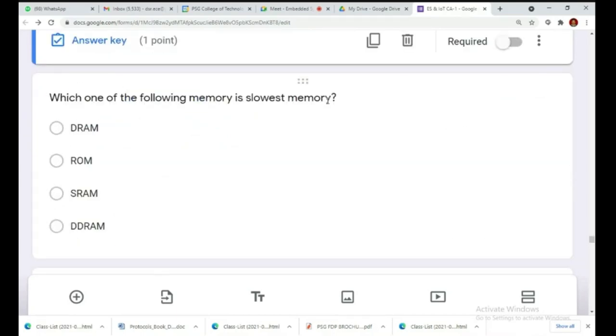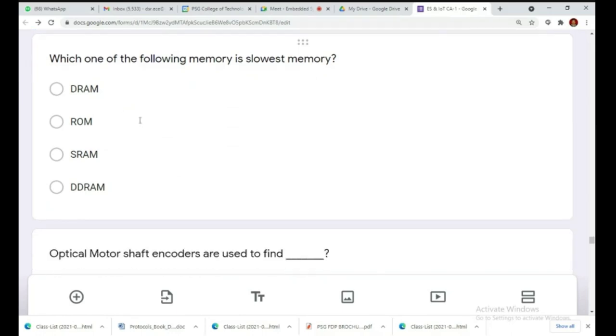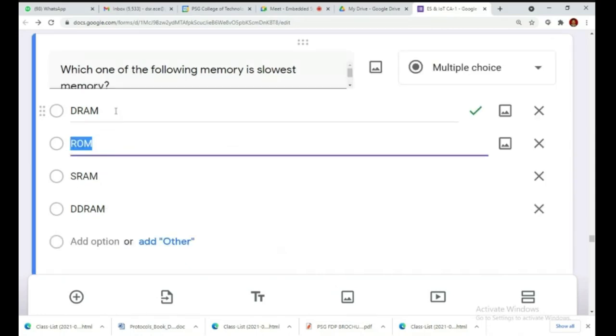Which one of the following memories is the slowest memory? When we talk about all these three memories, read-only memory is the slowest memory. But I had given the wrong answer, right? So I can correct my mistake, and I will give some marks to you. RAM is faster than ROM. So the right answer here is ROM. Now only I'm realizing this mistake. ROM is the slowest memory. When compared to ROM, DRAM is faster.